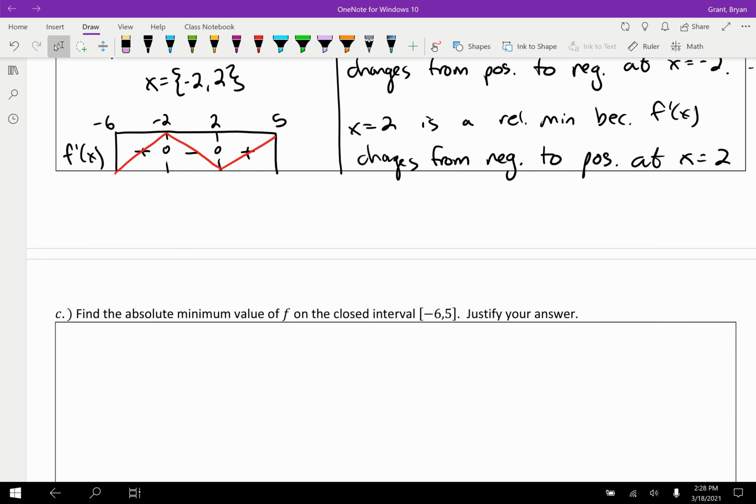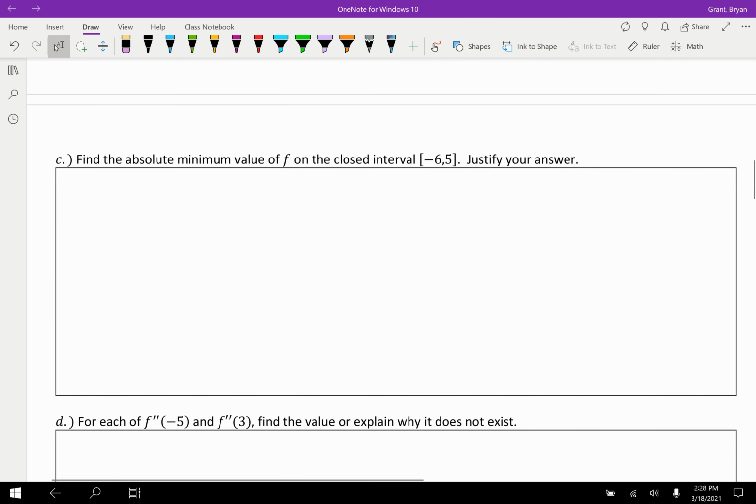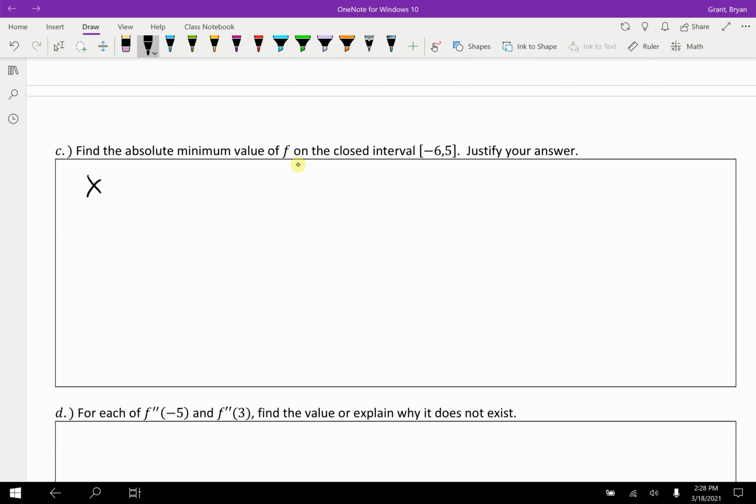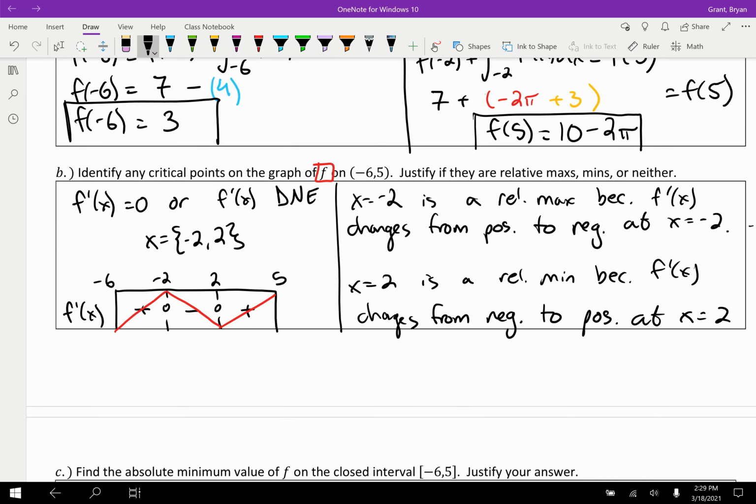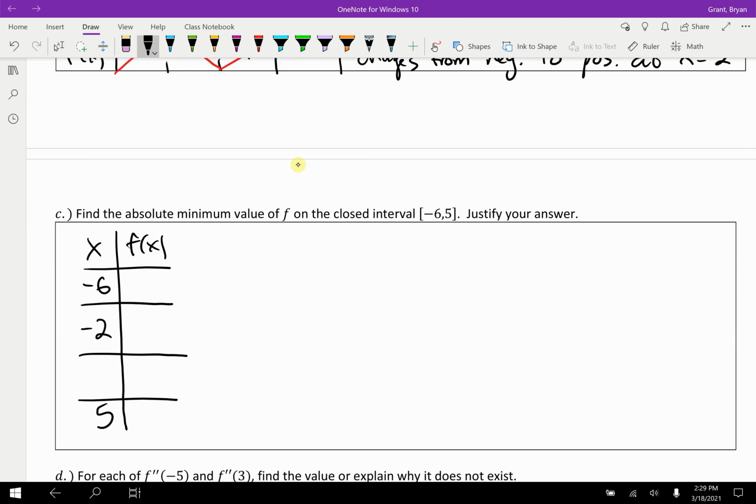The way we find absolute minimums or absolute extrema in general is the candidates test. In order to perform the candidates test, we need to set up the candidates. We are going to try all the possible places where the lowest point on f can occur. Those can occur at endpoints, -6 and 5, but they can also occur at critical points. Where are the critical points? Oh, wait, we found those in B. That's so exciting. The critical points are at -2 and 2.